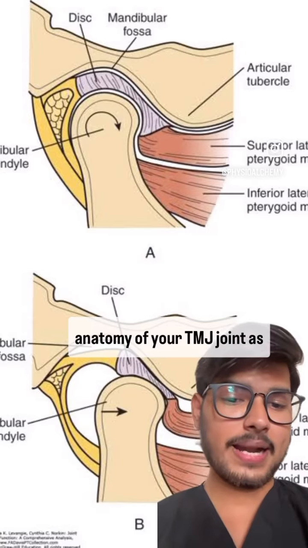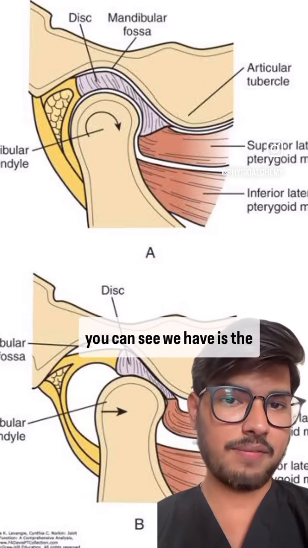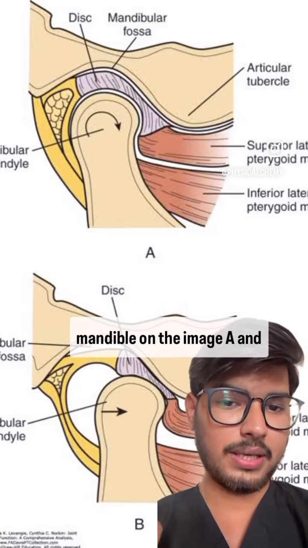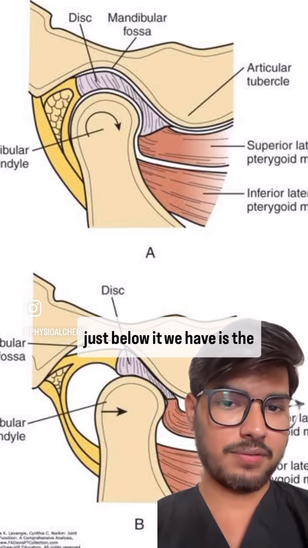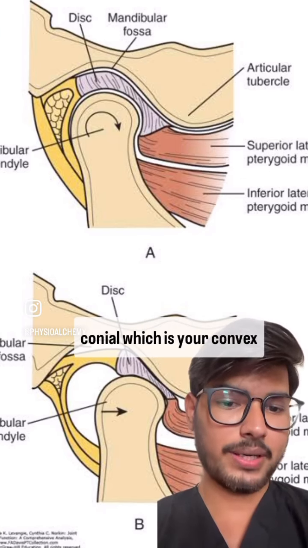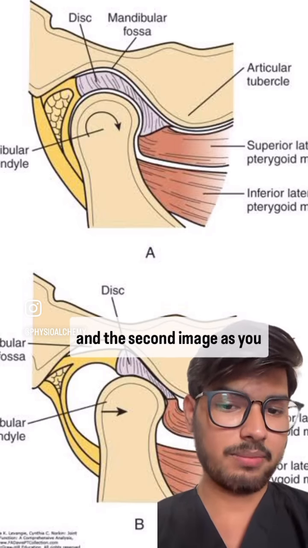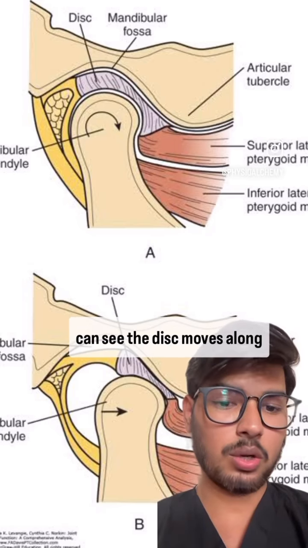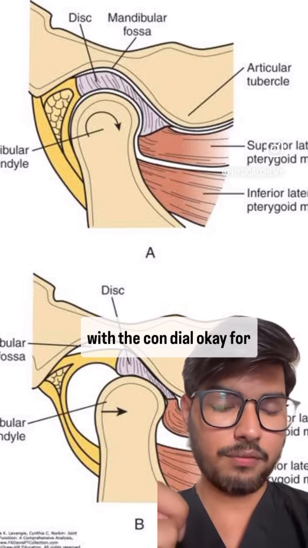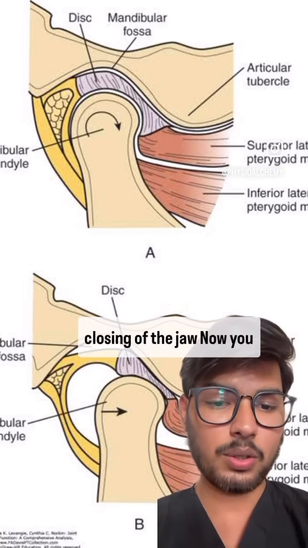Now this is the normal anatomy of your TMJ joint. As you can see, we have the mandibular fossa on image A, and just below it we have the disc, and then we have a condyle, which is convex shaped. So when we open the jaw in the second image, as you can see, the disc moves along with the condyle, okay, for the smooth opening and closing of the jaw.